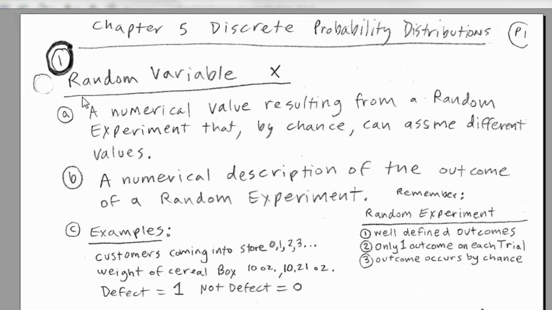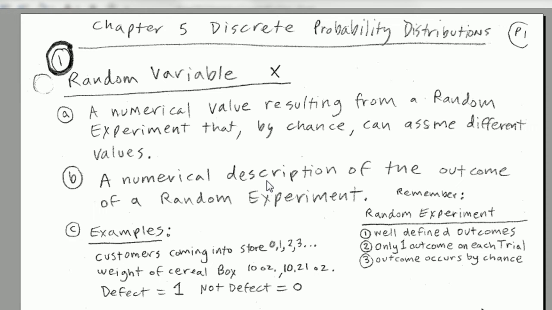Now we have to define some terms before we can jump over to Excel and create some probability distributions. Our first term is going to be random variable x. This is going to be a numerical value resulting from a random experiment that by chance can assume different values. Another way to describe a random variable: a numerical description of the outcome of a random experiment.